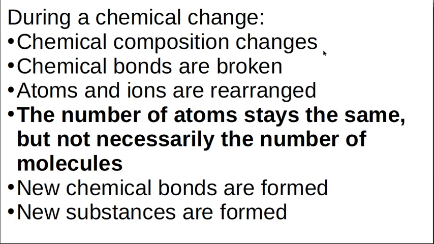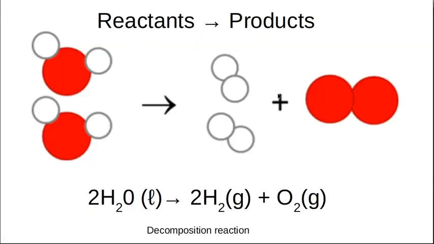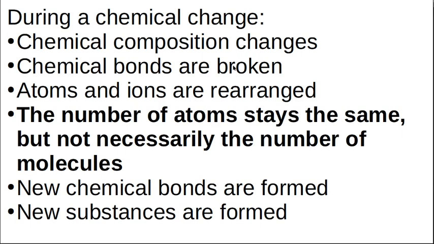So what happens in a chemical change that is different from a physical change? The chemical composition is changing. The chemical bonds are broken and the atoms and the ions are rearranged. So look back here quickly. I had H2O and it went to H2 and O2. We have broken these bonds over here and then they have reformed differently. That is how the chemical reaction has gone. Chemical bonds are broken, the chemical composition changes.